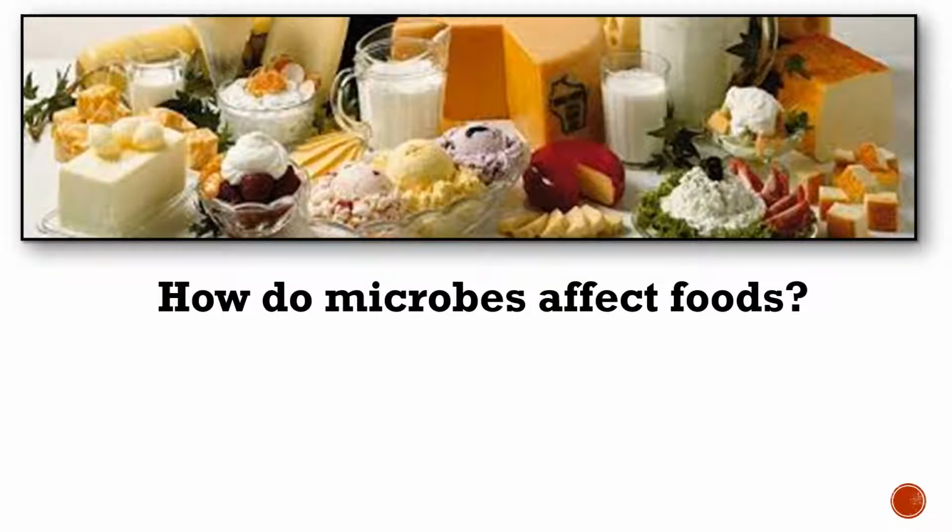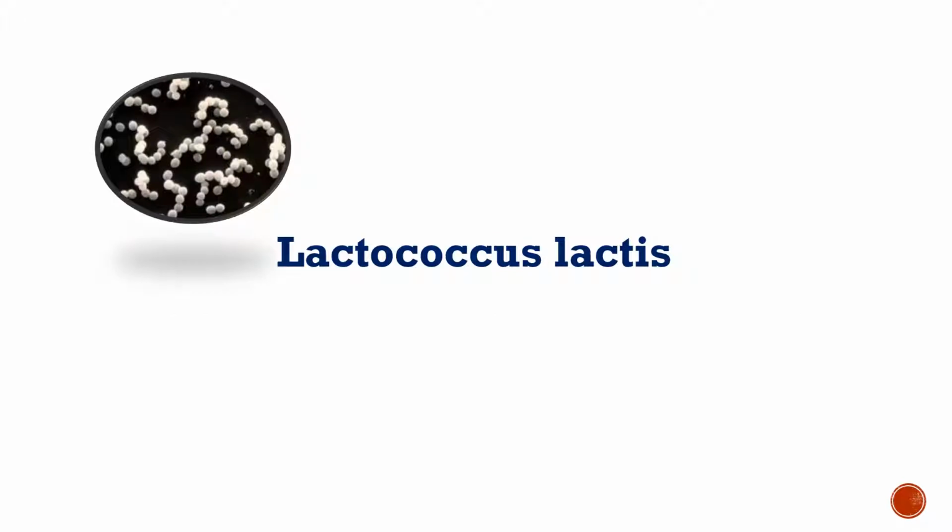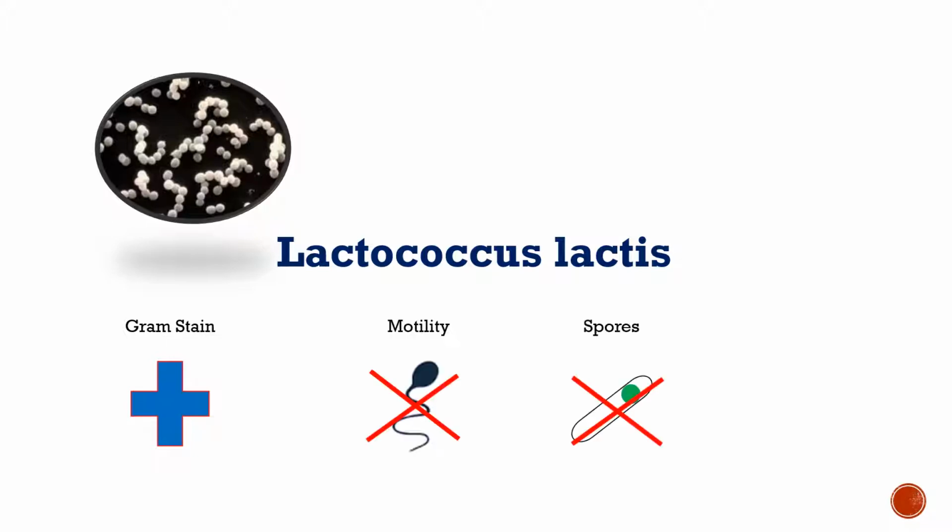So the first microbe that I wanted to talk about is the Lactobacillus lactis. Now, let's do a quick rundown of this bacteria. If you were to do a gram test on this bacteria, it would test out as positive. Well, it should test out as positive. It's also non-motile, and it's not capable of forming spores. In terms of its shape, it pretty much should be spherical, and you can often find it in short chains.